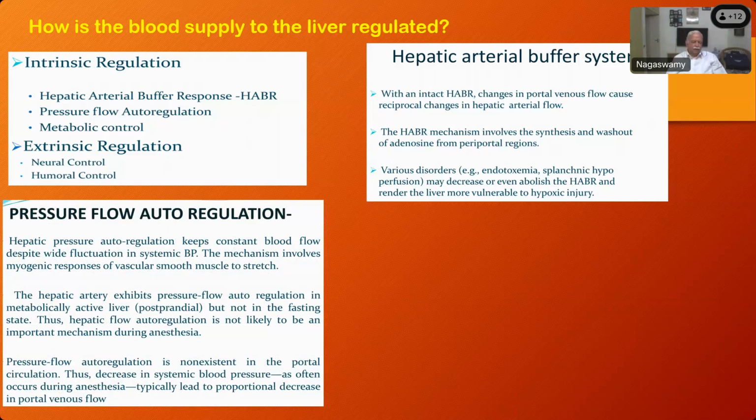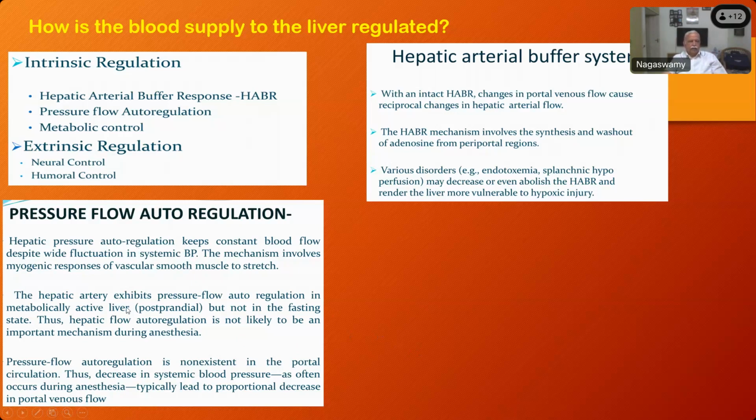Okay. Similar to that, the portal venous circulation in the liver does not have an auto-regulation. So it is the hepatic artery which has the auto-regulation, which keeps a constant blood flow despite wide fluctuations in the systemic BP. This mechanism involves what you said, the myogenic response of vascular smooth muscle. Okay, this is important because whenever there is a systemic pressure drop, this will take care of that.